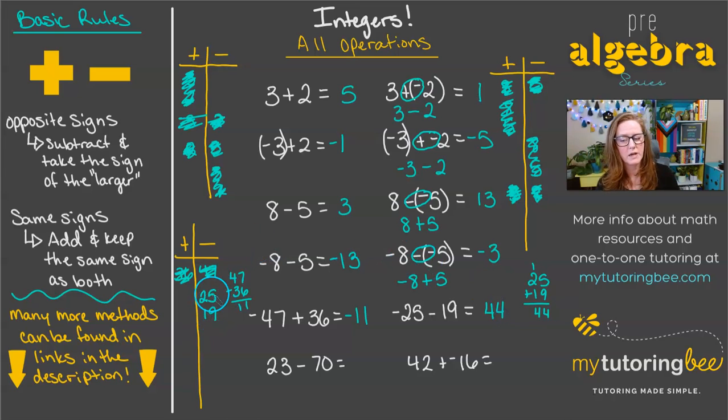Now let's go back here and take a look at what our sign is. They're both in the negative, so our answer is -44.